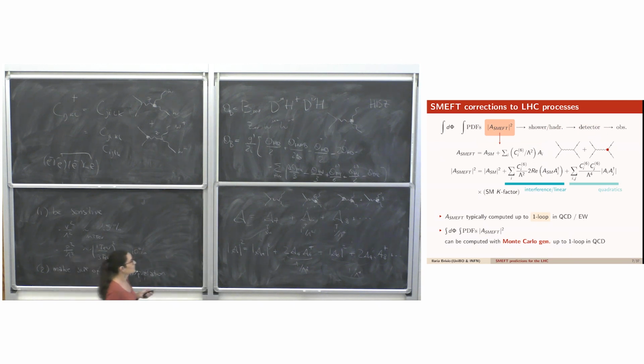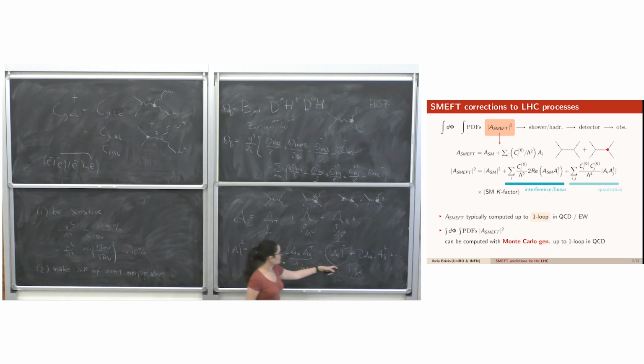The last thing that I was missing to comment on is that there is this piece that is called quadratics, which is this guy here. So people typically calculate the amplitude, putting in one EFT operator of dimension 6. So this is lambda to the minus 2. And then they square the whole thing. So if you square the whole thing, you get the standard model, you get the interference, but you also get this piece, which is this diagram squared that goes like lambda to the 4th.